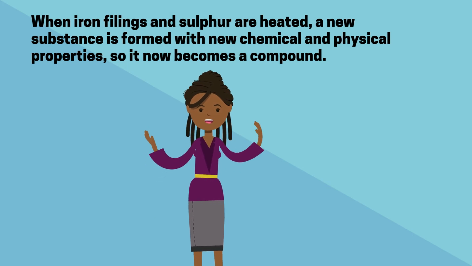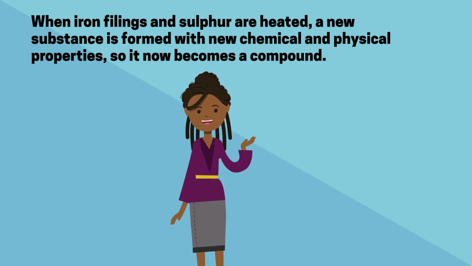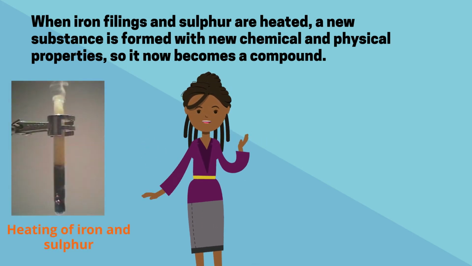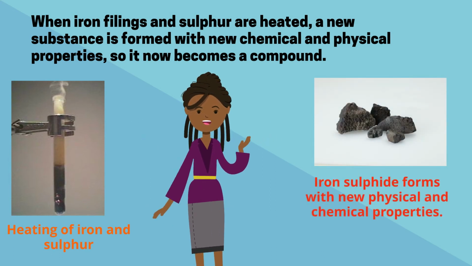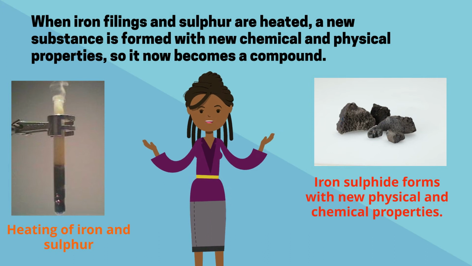When iron filings and sulfur are heated, a new substance is formed with new chemical and physical properties, so it now becomes a compound.